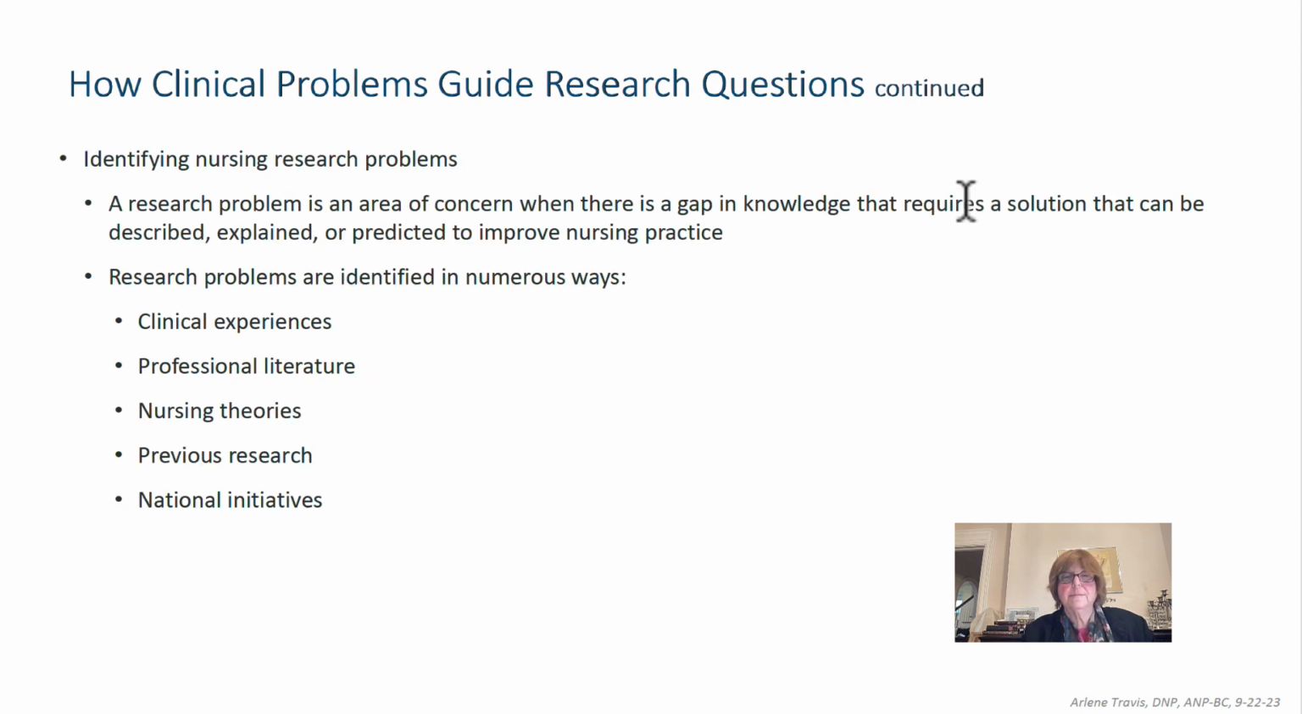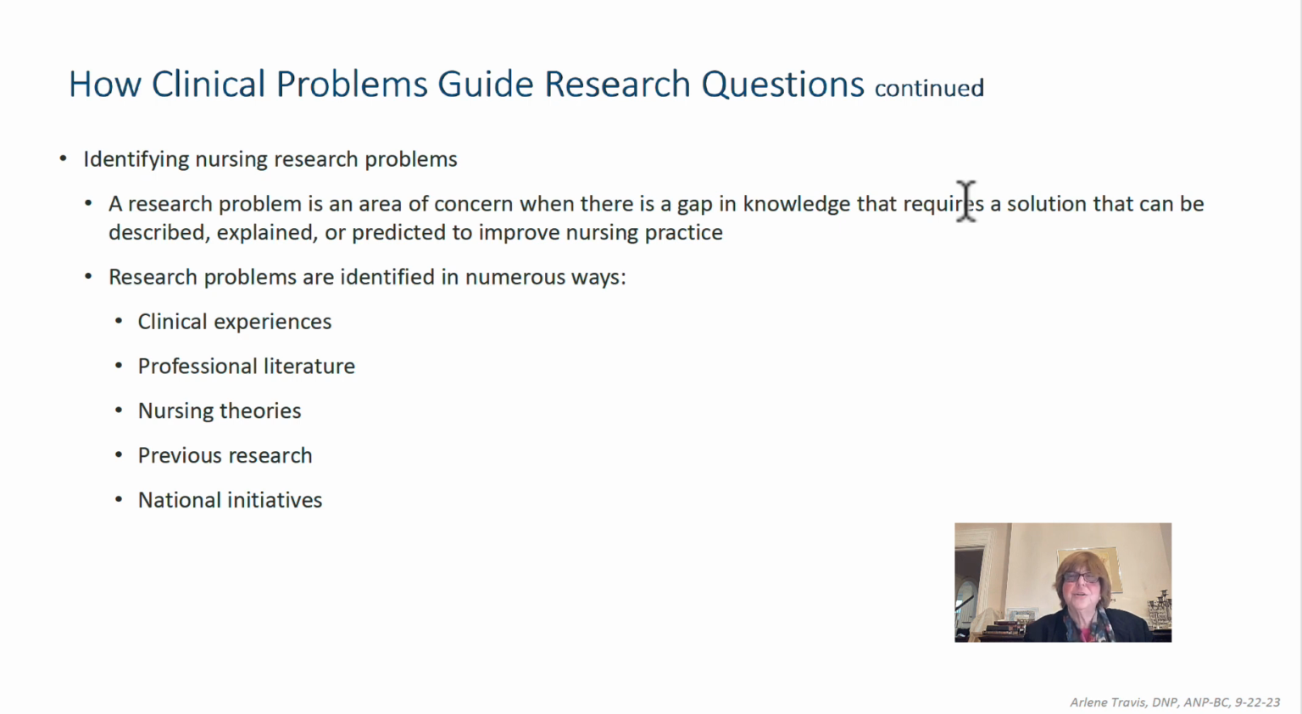How clinical problems guide research questions is that it identifies nursing research problems. A research problem is an area of concern where there is a gap in knowledge that requires a solution that can be described, explained, or predicted to improve nursing practice. So when we're doing the review of literature, we're looking at the literature that's out there and asking what information is available and where are there gaps in the information. What questions do we have that are not being answered by this?